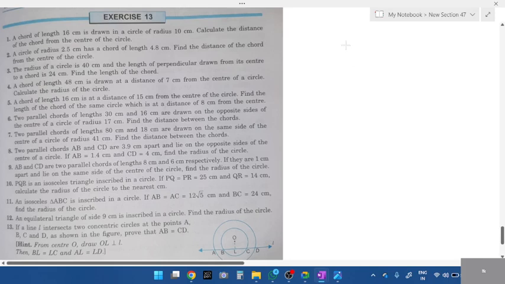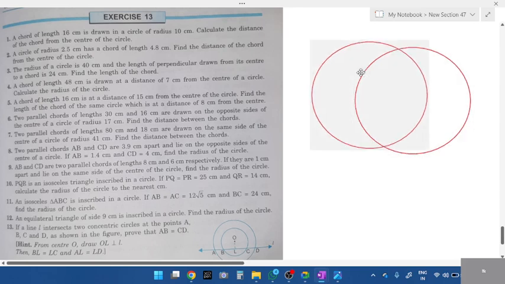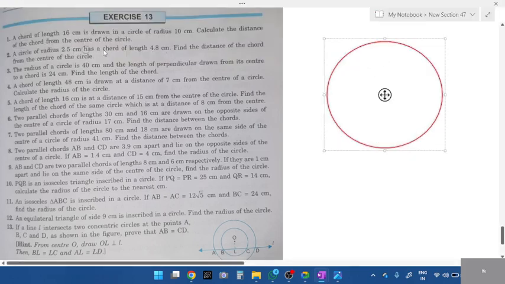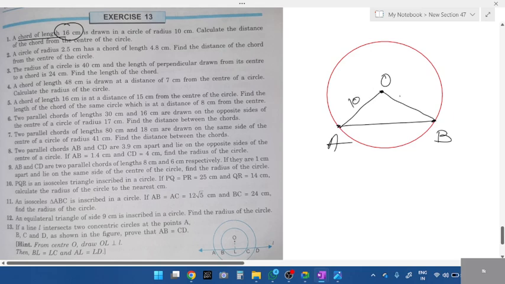A chord of length 16 centimeter is drawn in a circle of radius 10. Let me draw a circle. What is the radius value? 10. What about a chord? You can draw the chord anywhere, but usually we take it at the bottom. If they don't give a diagram, you can always assume the chord like this, AB. Alphabets are not given, so we'll take AB, 16 centimeter. Radius is 10. Let us join this, 10 centimeter, 10 centimeter. Total AB is 16 centimeter.